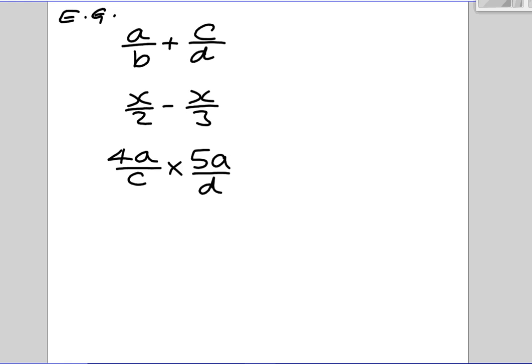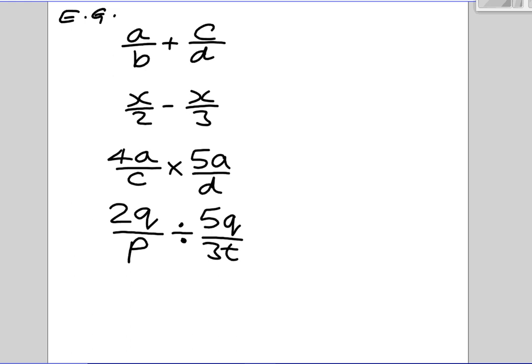So, for example, a over b plus c over d, x over 2 take away x over 3, 4a over c times 5a over d. Oh, one more. 2q over p divided by 5q over 3t.